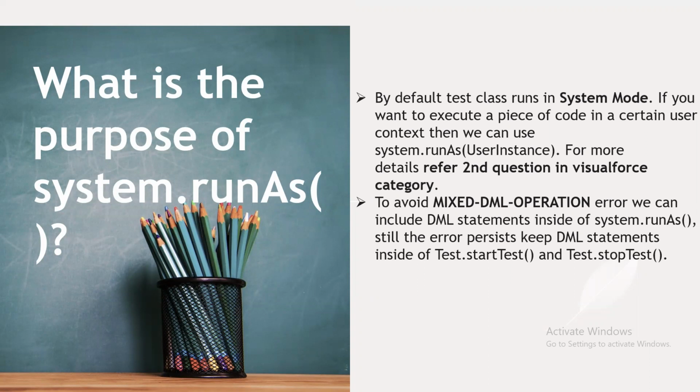To avoid the mixed DML operations error, we can include DML statements inside System.runAs. If the error still occurs, keep the DML statements inside the Test.startTest and Test.stopTest methods. So we can keep it like this, right?